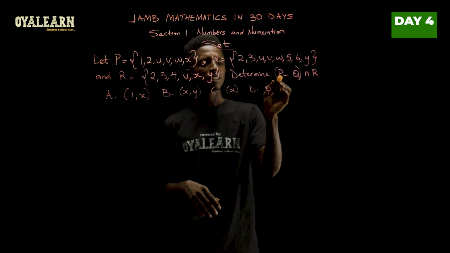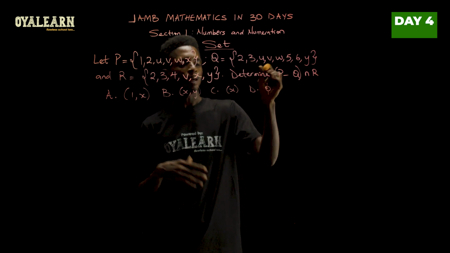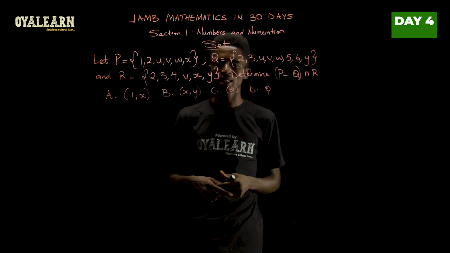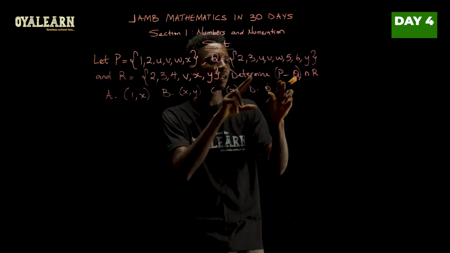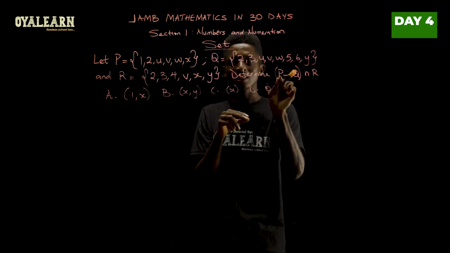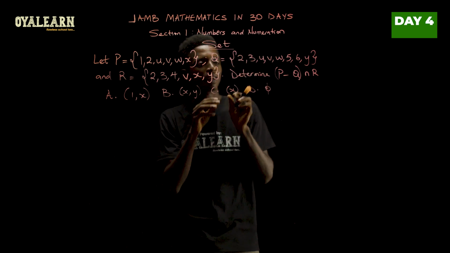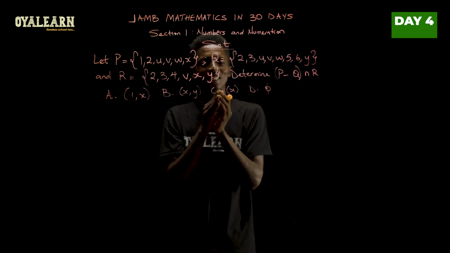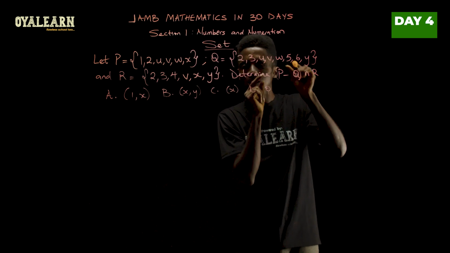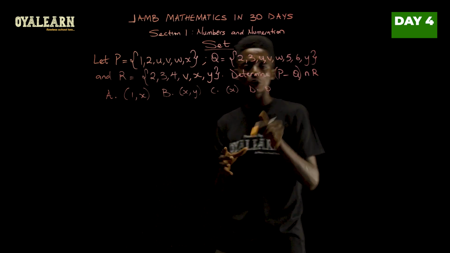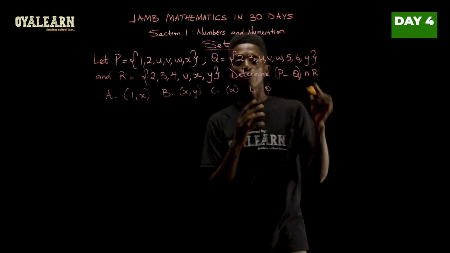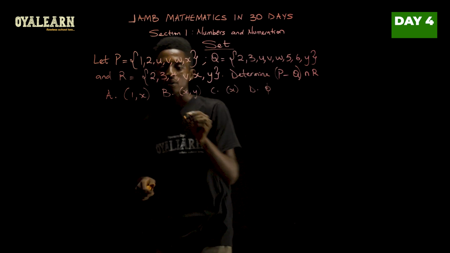Now, when you see this symbol here, a particular set minus another set, what it means is you have to look at the subset of the first set that is mentioned here. You look out for those elements that it has but is not present in the second set. That is, what does P have that Q does not have?